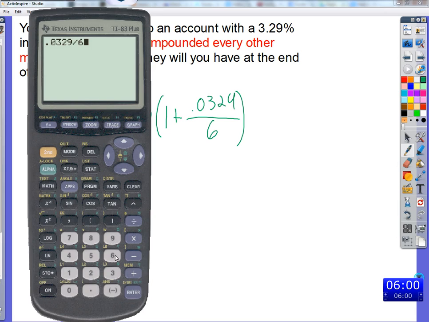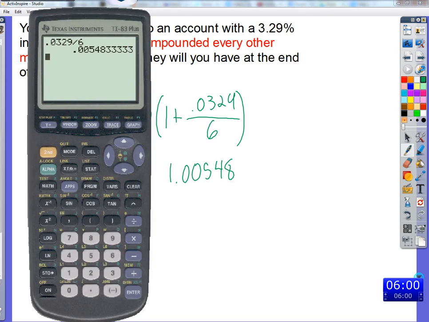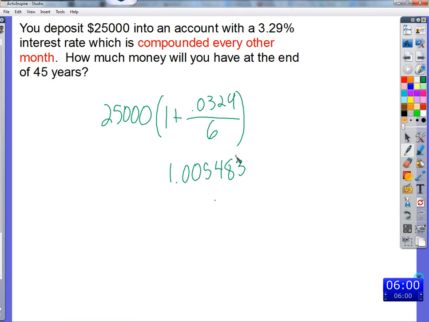0.0329 divided by 6. So if I add that 0.005 and so on to 1, I'll get 1.00548, I think it was. Multiply that by 25,000. When I get done multiplying this together, will it be bigger than 25,000 or smaller than 25,000? How do we know? The number we're multiplying it by is more than 1. It's above 1, just not a lot.